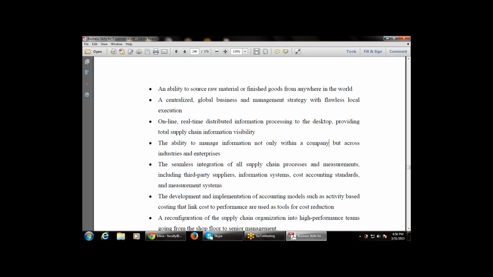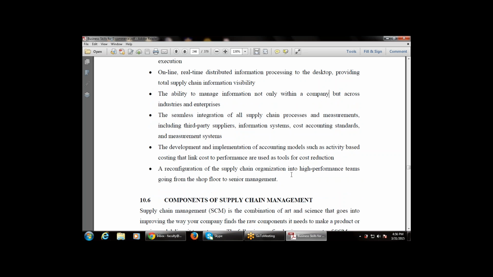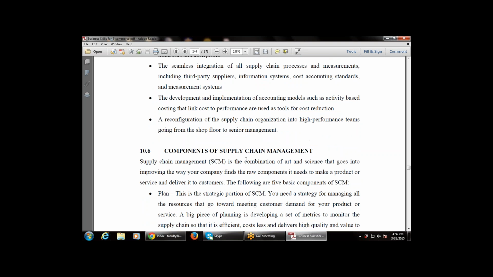The development and implementation of an accounting model such as activity-based costing, that links cost to performance, is used as a tool for cost reduction. A reconfiguration of the supply chain organization into high-performance teams, going from the shop floor to senior management. That is also a supply chain management feature.